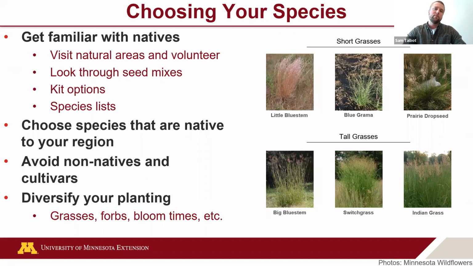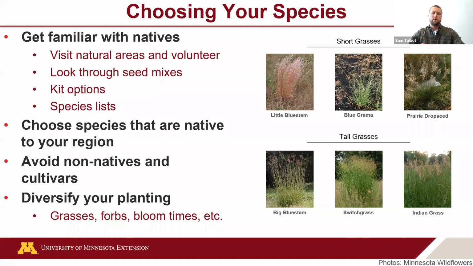And then diversifying your planting. There's a lot of different ways that you can group these plants. So I say grasses and sedges, and then wildflowers. I'll use wildflowers and forbs interchangeably. But with your grasses, you can think of it as short grasses, tall grasses, cool season, warm season.